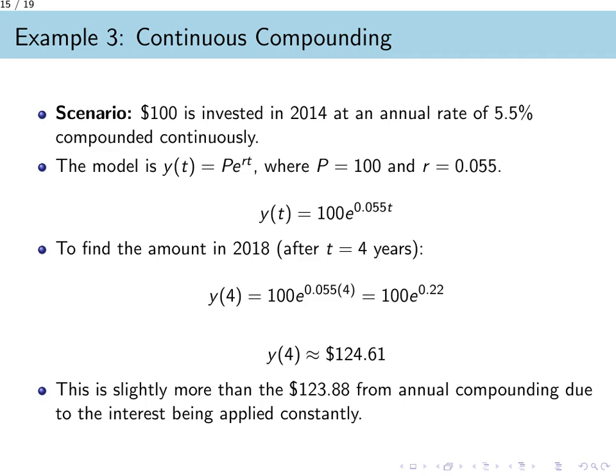$124.61. Notice this is slightly more than the amount we found with annual compounding, and that small increase is the result of the interest being added in at every moment. The key idea is that continuous compounding uses the base e and will always yield a slightly higher return than compounding over discrete time periods.